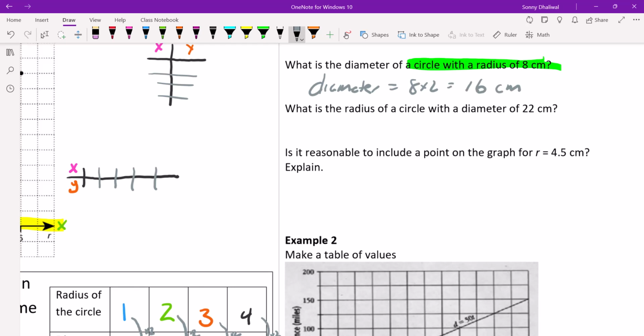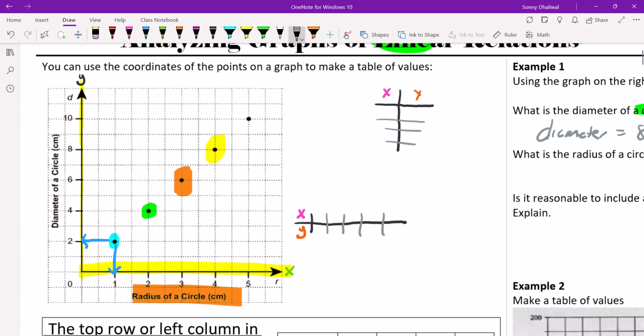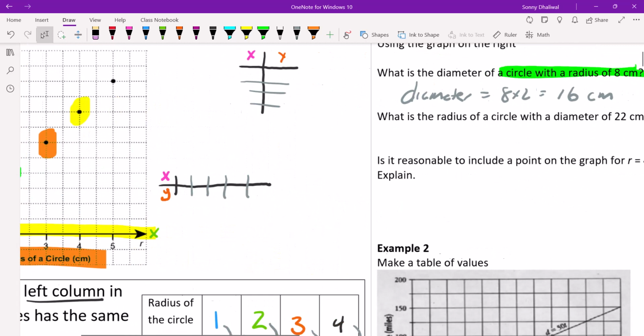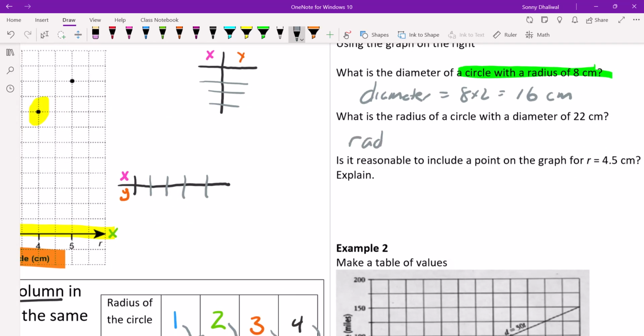Okay. So next up is here. What is the radius of a circle that has a diameter of 22? Yes, Alice. 11 centimeters. 11, and how did you get that? Because it's half of 22. Half of 22. Once again, we can't read it off this graph, right? But we know it's a times 2 relationship. So our radius is 22 divided by 2, which is equal to 11 centimeters.